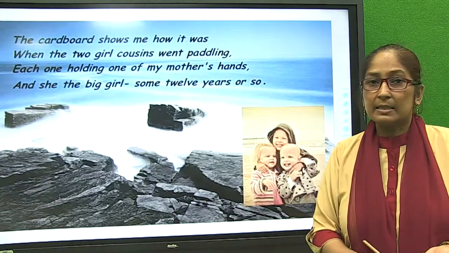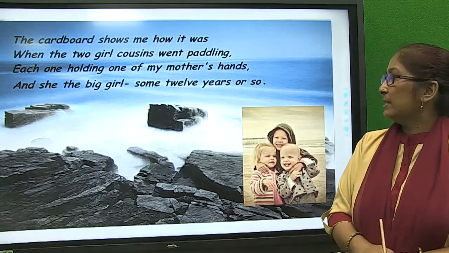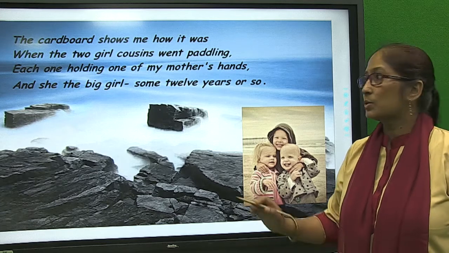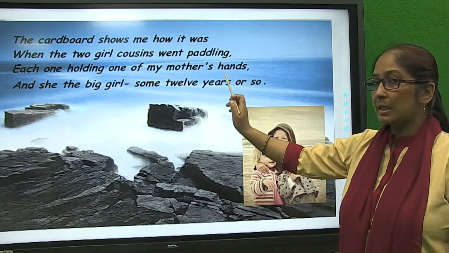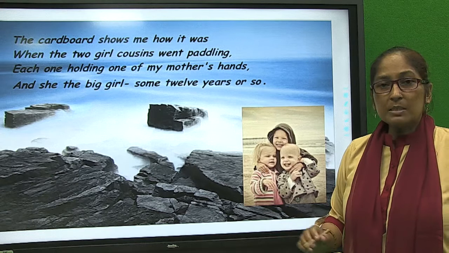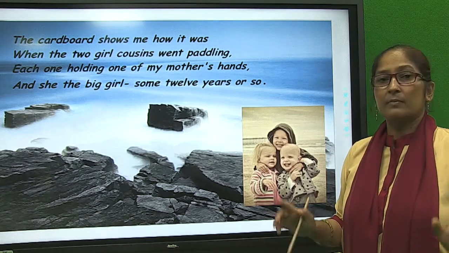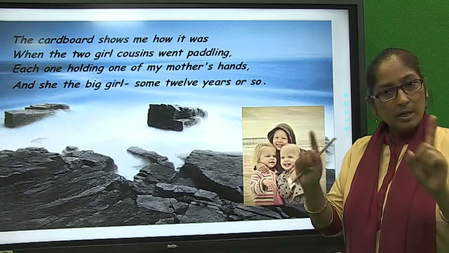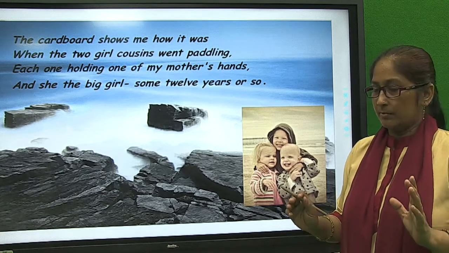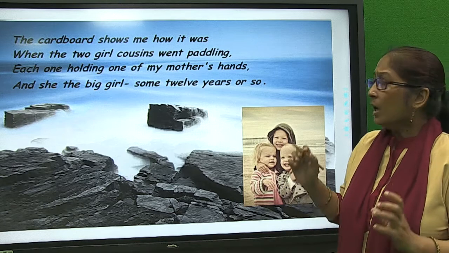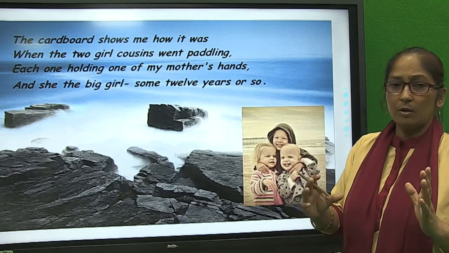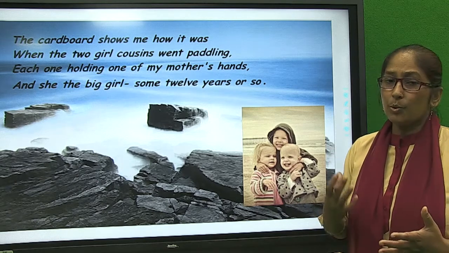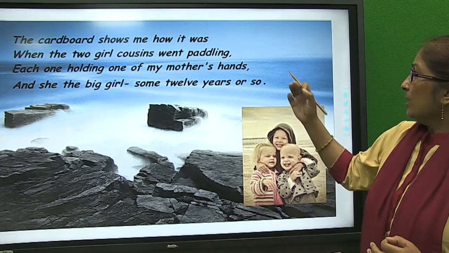So these are the lines of the poem. First line is, "The cardboard shows me how it was when the two girl cousins went paddling." Cardboard means a photo frame which is made of cardboard, with the support of a wooden frame. And in this frame we always attach a photograph. So the poet shows a photograph, how it was.